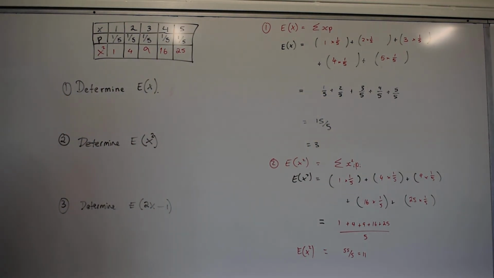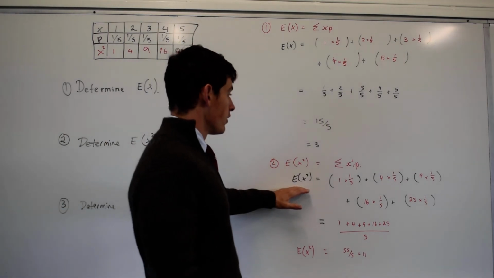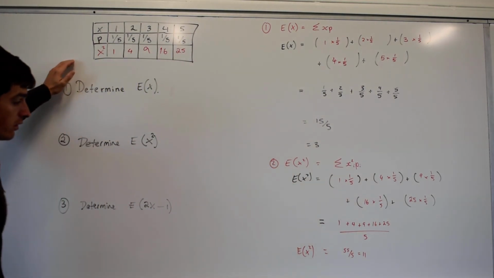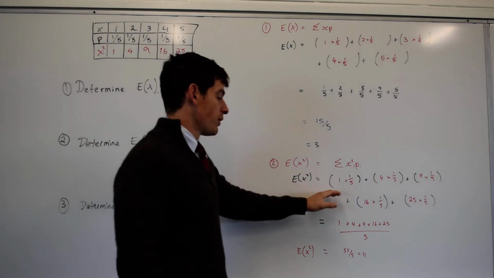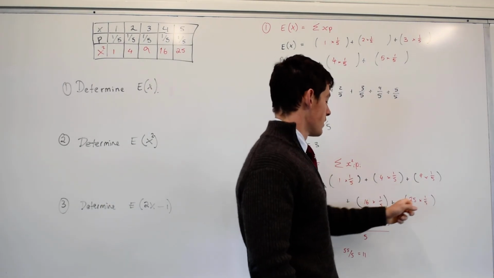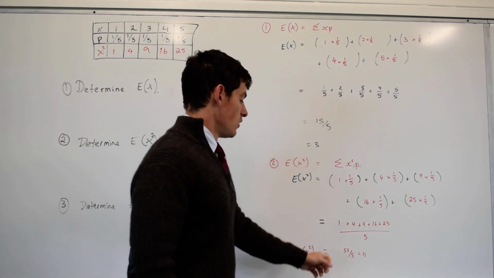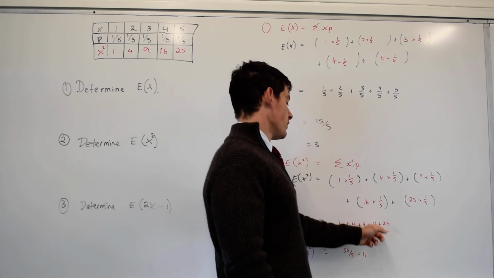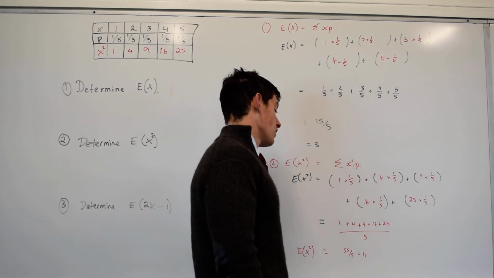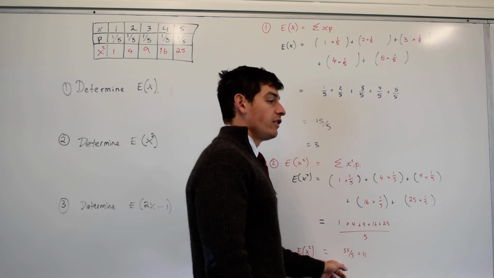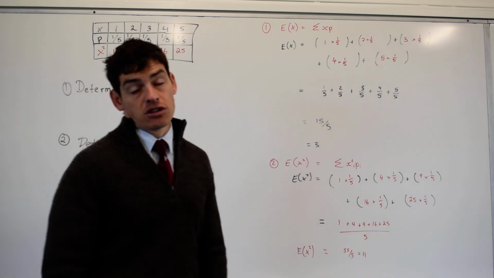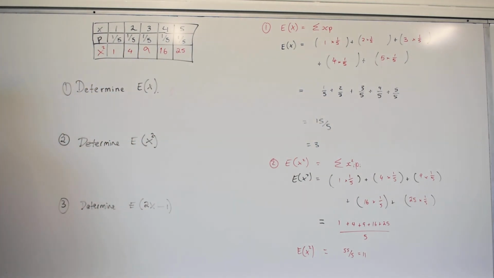I should have kept with the black pen, but sorry, change pen colour. So the expected value is simply the same process for x squared. The only difference is we're going to add that row. We add up our fractions because they're all over 5. We just add the top numbers and divide them by 5. 1 plus 9 is 10, 4 plus 16 is 20, 20 plus 10, 30, 30 plus 25, 55 divided by 5 is 11.